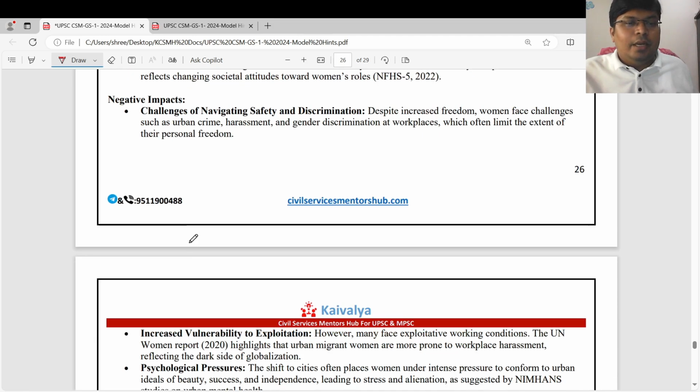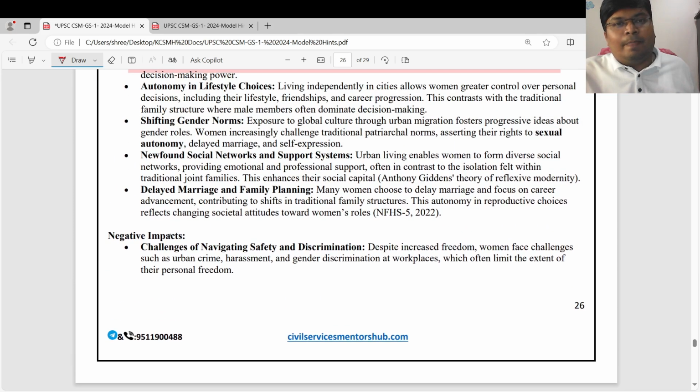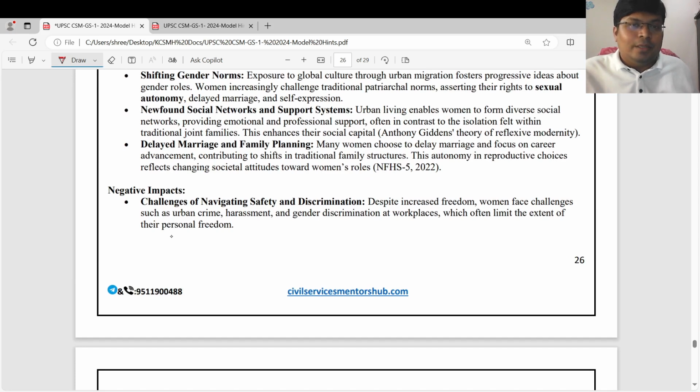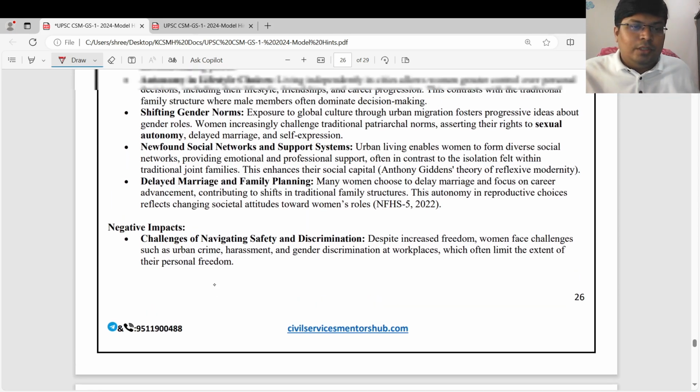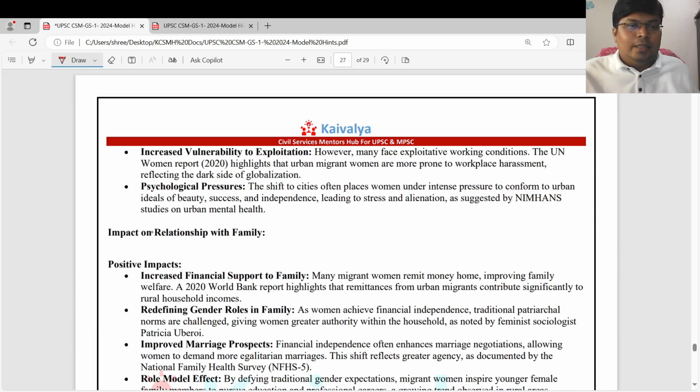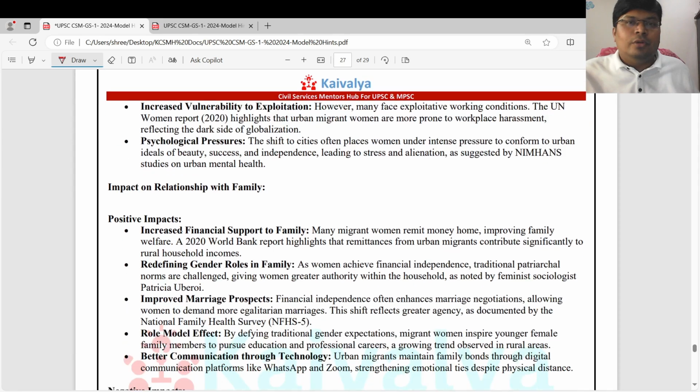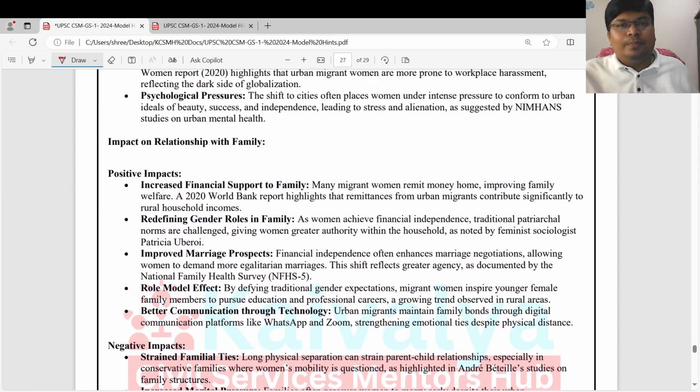Then negative impact. Though the women are feeling empowered, they also face discrimination, or challenges at the workplace. Such things you can mention in the negative part. Then impact on relationship with family. Positive in the context that when women become money earners, earning for themselves, obviously they become empowered, and they send money back to the family, and the family also feels empowered. So you can write down that point.